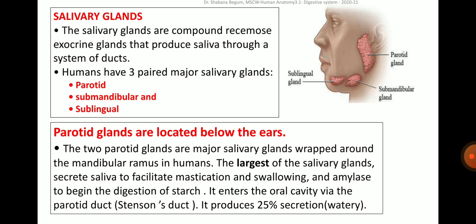So you can see the 3 salivary glands very clearly in this particular slide, where the largest is the parotid gland and the smallest is the sublingual gland, and the size which is in between the two is that of the submandibular gland. As the name indicates, sub means below, so sublingual means they are present below the tongue, and submandibular is below the mandibles.